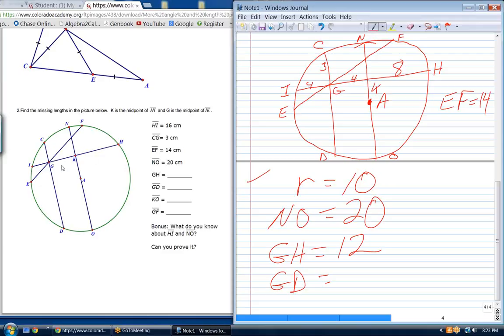Well, one thing is that if you look at this, they don't tell us that this is a right angle here. So I don't know that we can safely assume that it is. In other words, is IH perpendicular to NO? They would put a right angle in there if it was.